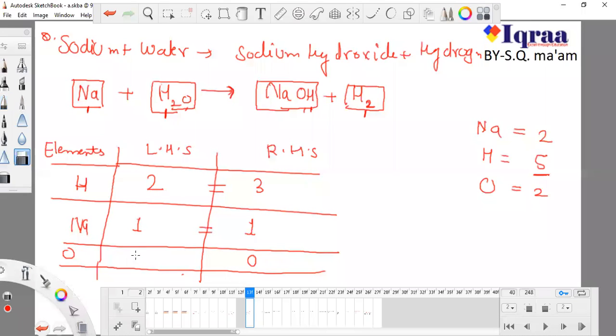Now I wrote this incorrectly. Oxygen is 1 and oxygen is 1. This is my need: I need to equalize their numbers, and that's why I'm doing this. So first of all, let's take hydrogen. I'm telling you about this long method. We also have a short method, where we do everything on a single page. But right now, as we are learners, we will do this using many pages. So I'm taking hydrogen.